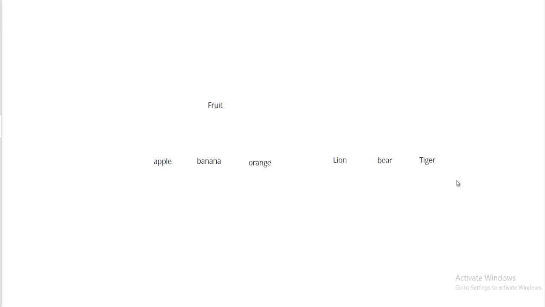Let's take another example: lion, bear, tiger. What are the common things? They are all animals. So we are categorizing them into a container. We can call this the animal container and this the fruit container. Whenever we need to access or use any fruit, we are going to use this container.